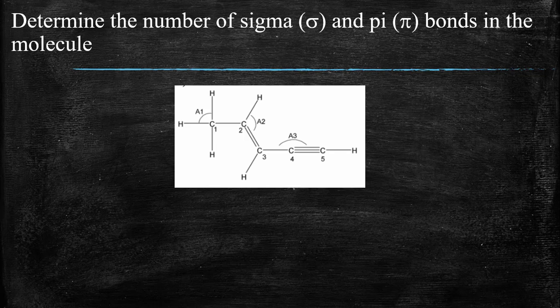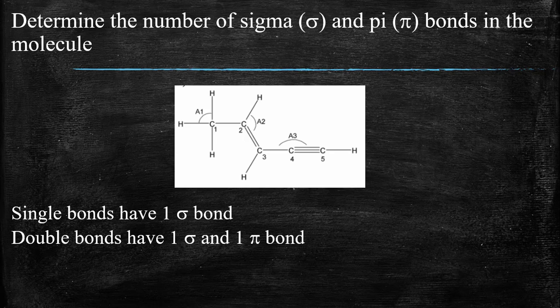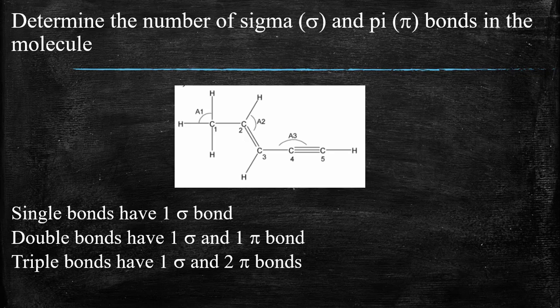And the final question asks you to determine the number of sigma and pi bonds in the entire molecule. Now remember, single bonds have 1 sigma bond, a double bond has a sigma and a pi bond, and a triple bond has 1 sigma and 2 pi bonds.